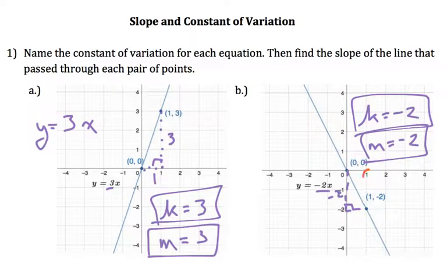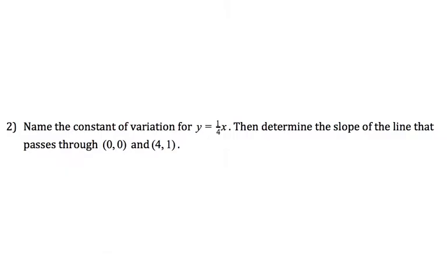And also pay attention to the fact that these values increase just by 1 every time. If they doubled or did something different, we'd have to make sure we did a little bit more math. So it's down 2 for every 1 that it goes over. And having done it either way, both of them agree with our work. Name the constant of variation for y equals 1/4 x. Then determine the slope of the line that passes through 0, 0, and 4, 1.